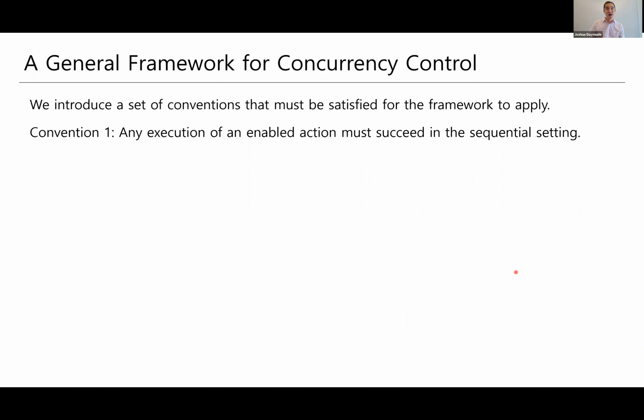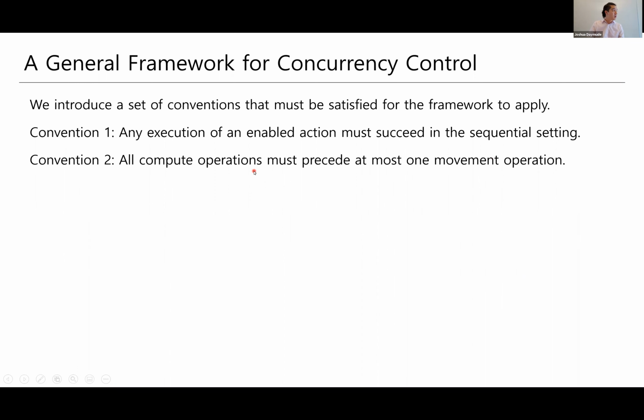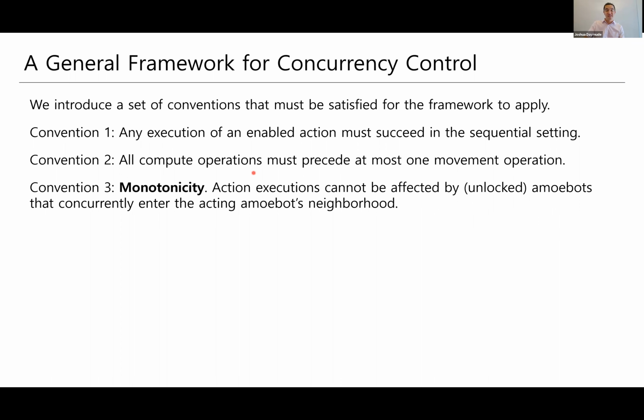So the way we're going to handle this is by setting some conventions. Number one, we're going to require that the algorithm is valid in the sequential setting. This is a given. If it doesn't work in a sequential setting, it's not going to work in the concurrent one. So fair enough. Number two, we're going to require that all compute operations, so those are read, write, sensing, and computation, all need to come first, preceding at most one movement. And then finally, this is the more technical convention that limits the generality of the model more extremely. We're going to require monotonicity.